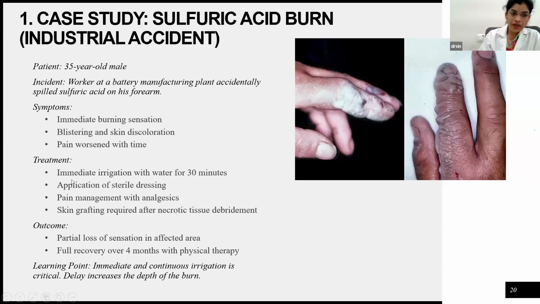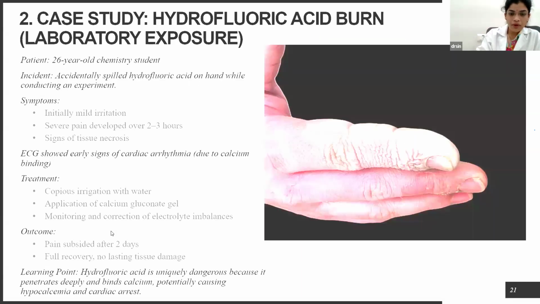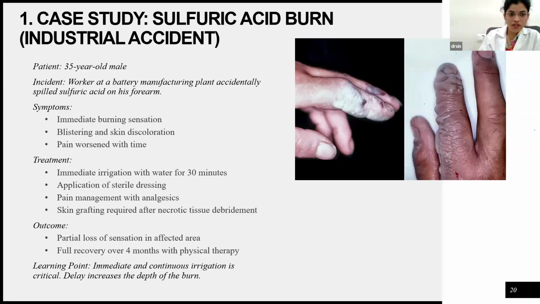So, coming to the treatment that we did, immediate irrigation with water was done for 30 minutes, and application of sterile dressing and pain management was taken care of, and skin grafting was required after necrotic tissue debridement. Looking at the outcome, he had partial loss of sensation in the affected area, and there was full recovery over 4 months with physical therapy. So the learning point here is immediate and continuous irrigation is critical, and delay increases the depth of the burn.